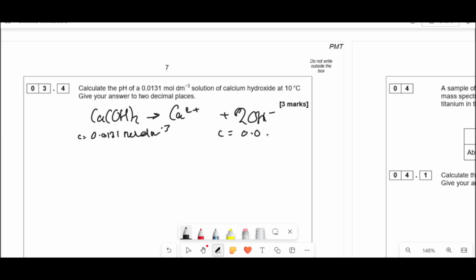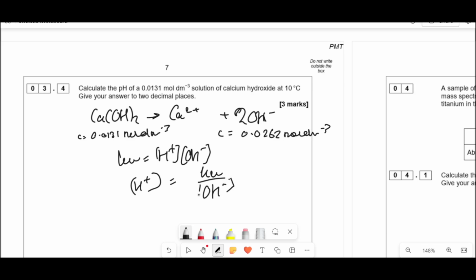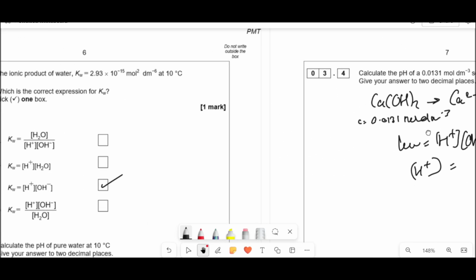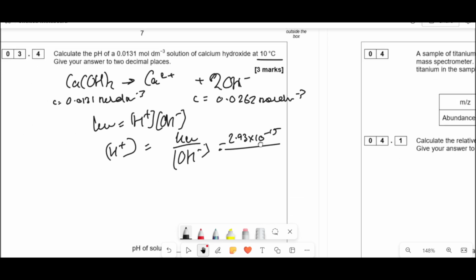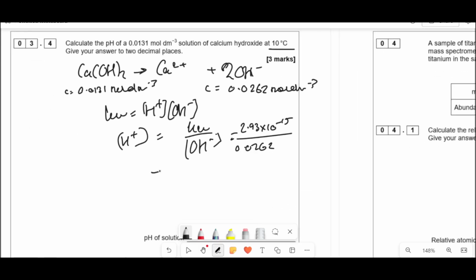So it's going to be 0.0262 moles per decimeter cubed, right? Kw is the only one of these that link H plus and OH minus. So that means H plus is going to equal Kw divided by the OH minus, which if we look, it's at the same temperature as the one before, so it's going to be the same Kw from before, so 2.93 times 10 to the minus 15. So 2.93 times 10 to the minus 15 divided by this OH we've just worked out, because there's 2 of them for every one of these, which is 0.0262. If we do that, we get 1.1183 times 10 to the minus 13, so then pH is going to be negative log to base 10 of your answer. And if you do that, you get 12.95.